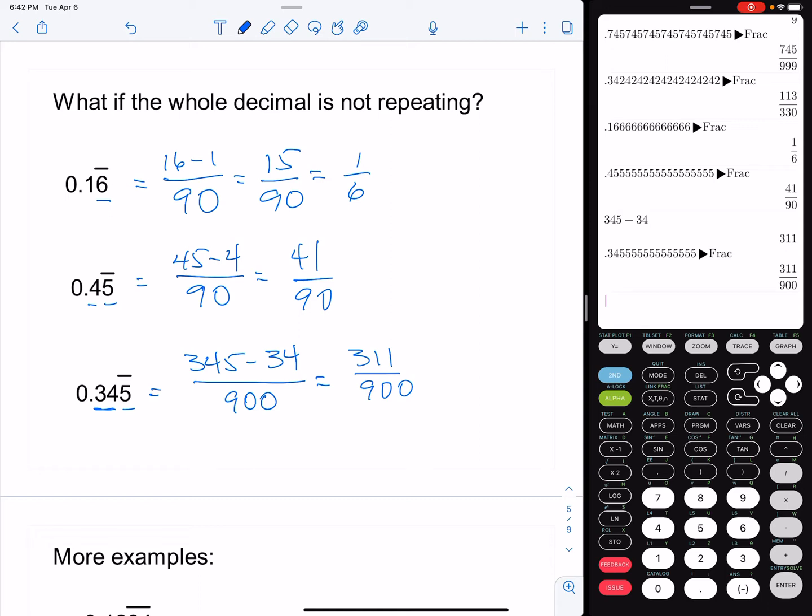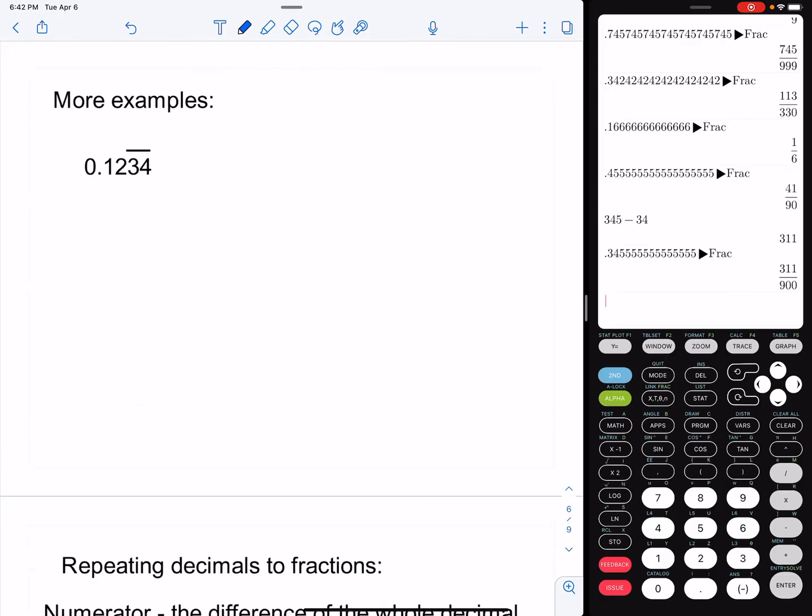Okay, so that's what I'm going to expect to see on this assignment. Unsimplified, simplified. If it doesn't simplify, then you would just have that as a single answer. Okay, so what about this one? Oh, this one looks a little bit tougher. So let's see if we can figure out the fraction. Okay, so this one right here.